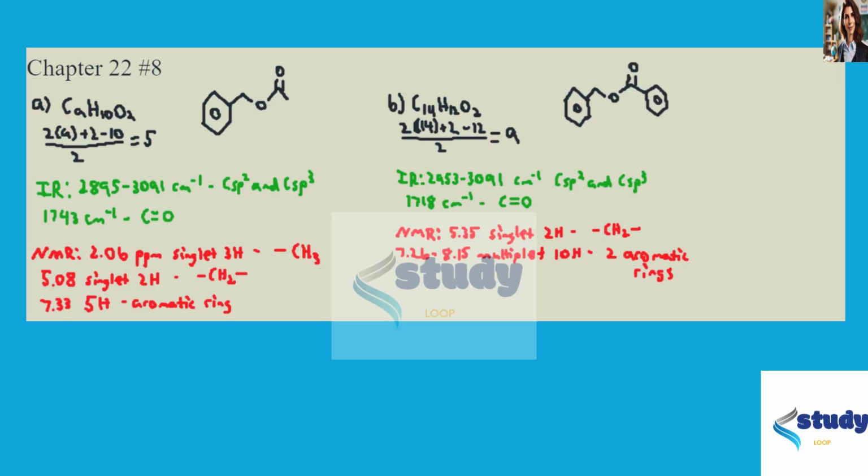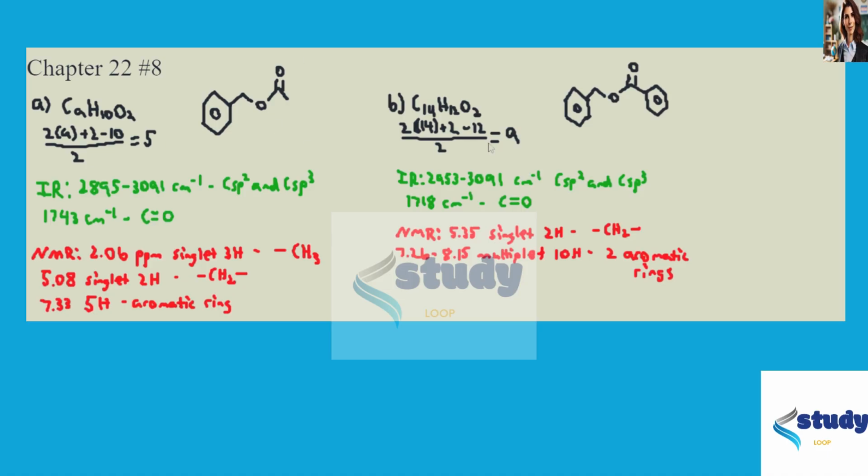And if the oxygen and CH2 were switched from how I've drawn them here, I would expect it to be a little less downshifted. I would expect it to be maybe 3.5, maybe 4 ppm. Instead, it's at 5.08. And so that's how we arrive at this answer.